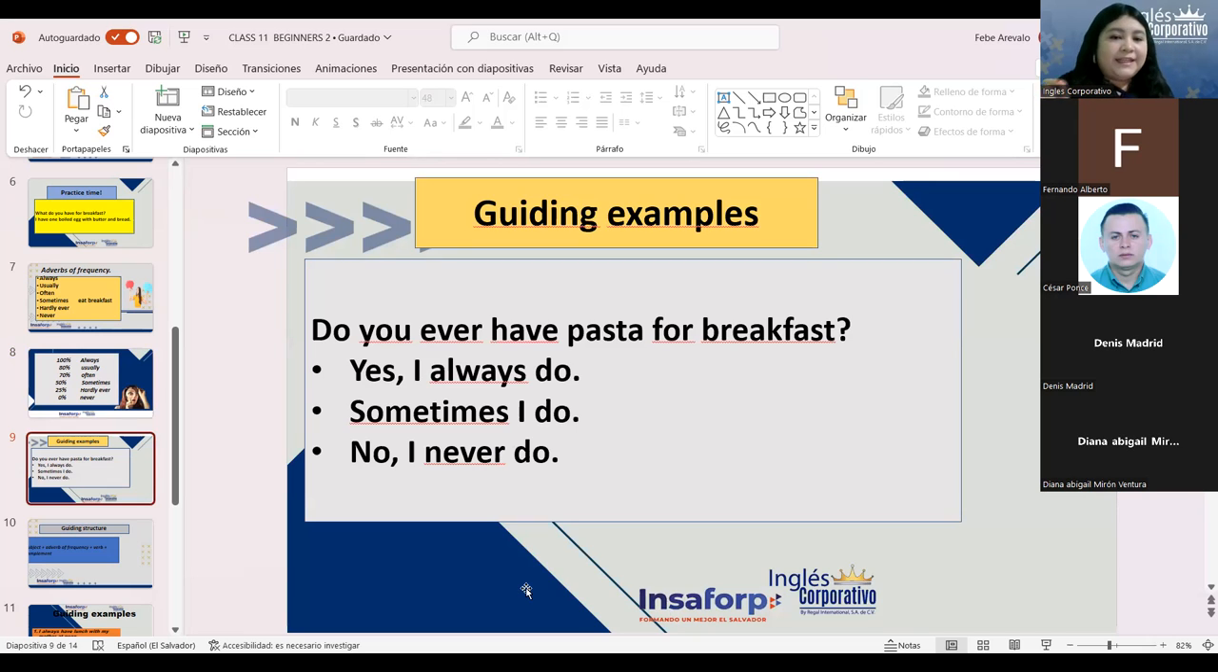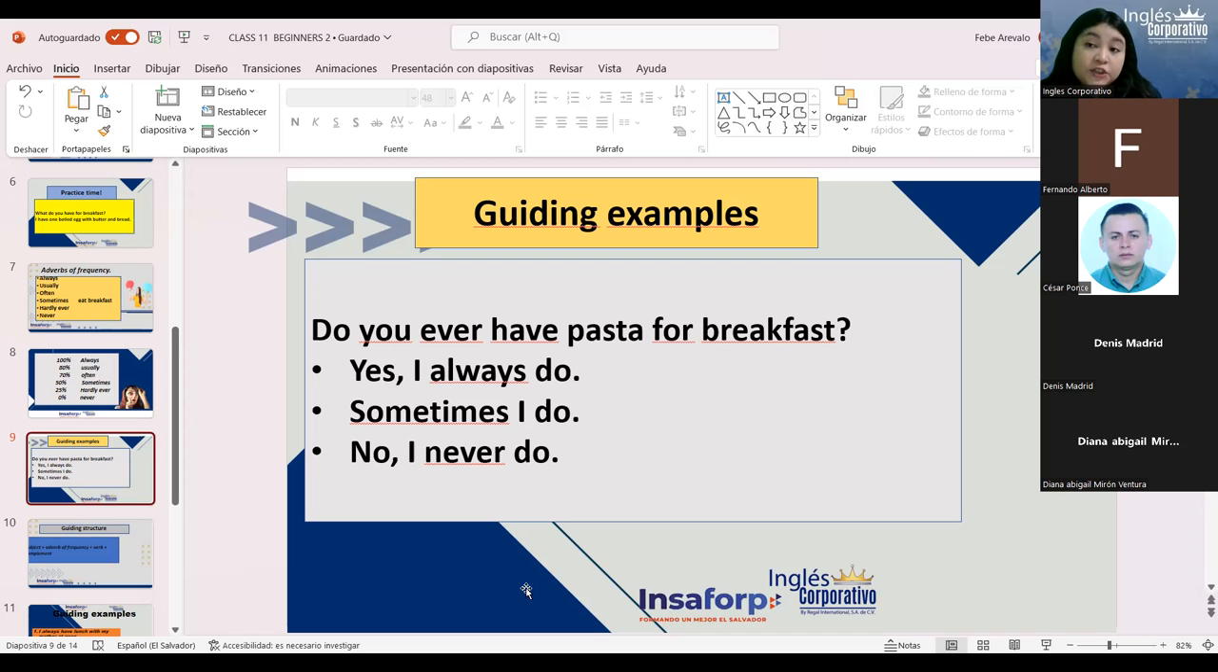Hay algo que quiero específicamente que noten aquí. Con los adverbs of frequency, hay un uso específico. Hay una colocación específica, right? Y es que el adverb of frequency siempre va a estar después del sujeto, right? Si usted tiene I, you, we, they, siempre va a ir después del subject, right? Antes del verb. Después del subject y antes del verb.